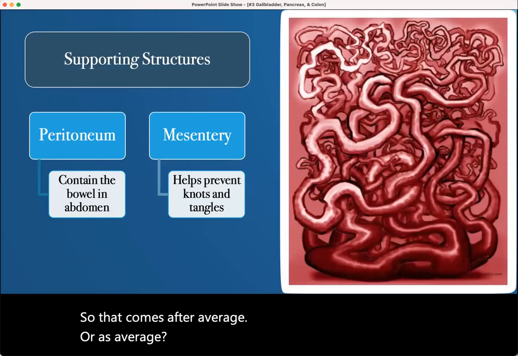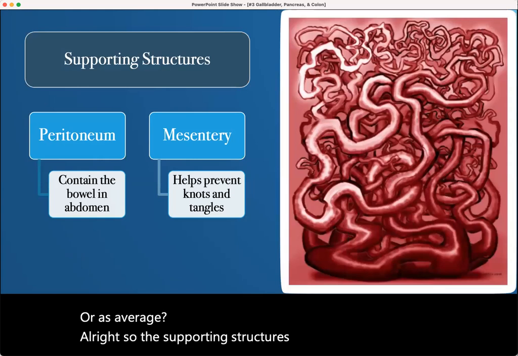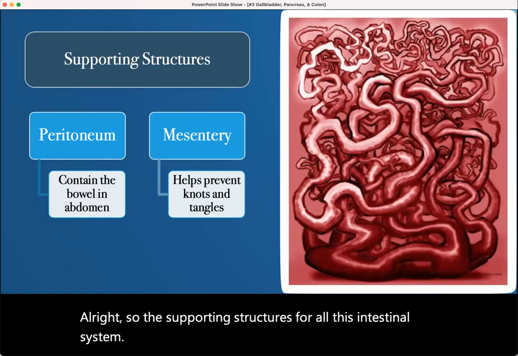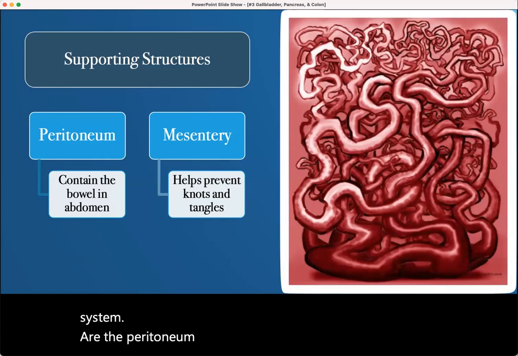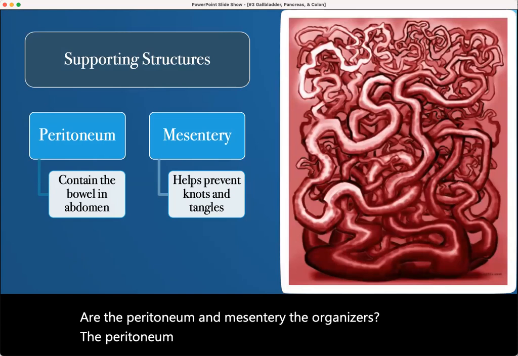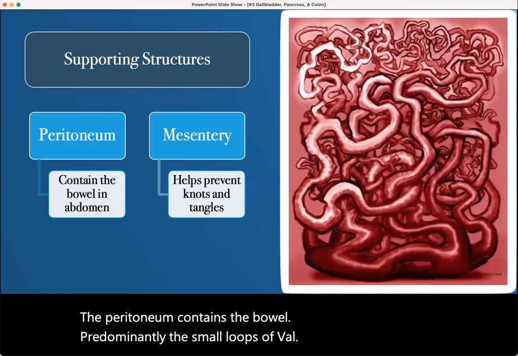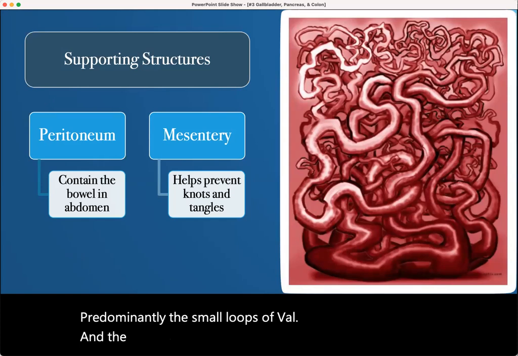All right, so the supporting structures for all this intestinal system are the peritoneum and the mesentery, the organizers. The peritoneum contains the bowel, predominantly the small loops of bowel. And the mesentery keeps everything from getting knotted and tangled.